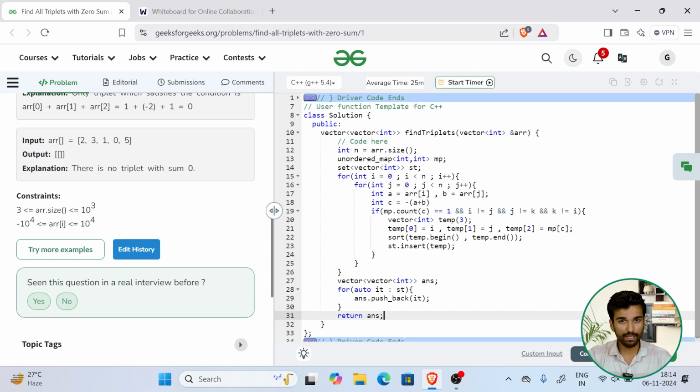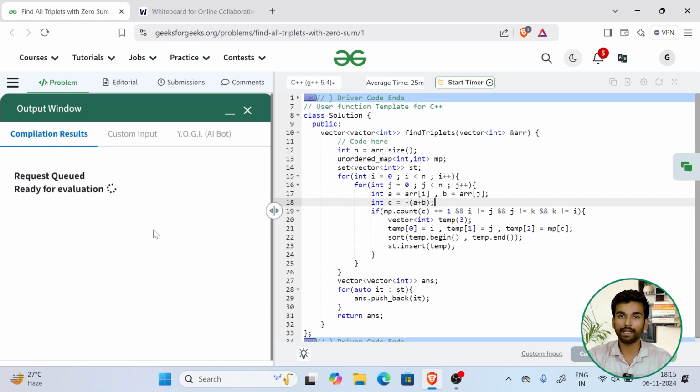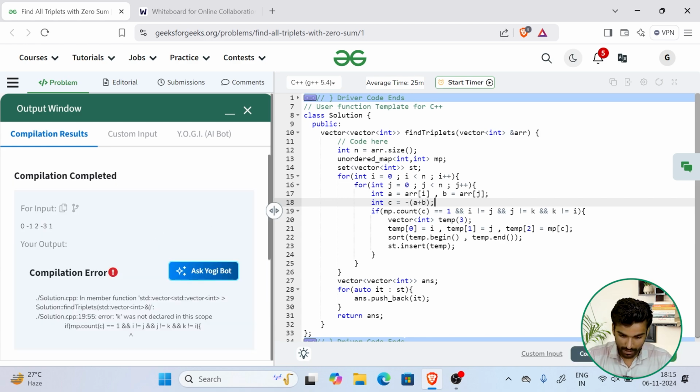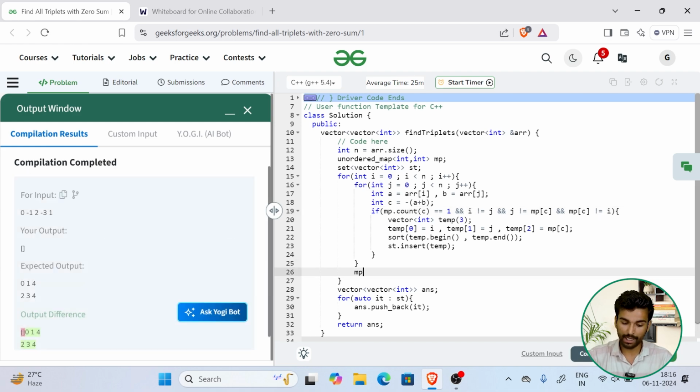Okay, so let's see if the code is passing, or compile and run. Here we have to add a semicolon. Let's see if it is running or not. Okay, we have got another compilation error. So basically we have to use map of c here instead of k. The index is map of c, stored in my map data structure. We also just missed one line: we have to put the values into the map also. So map of array of i is equal to i.